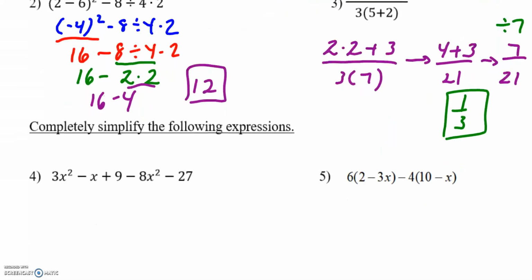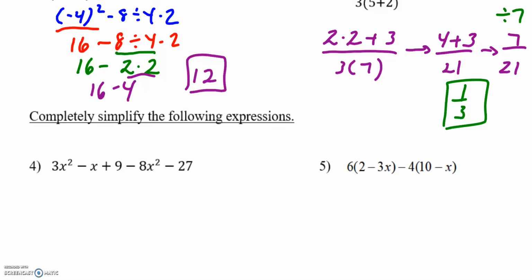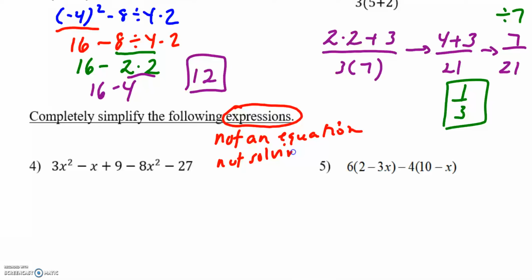Numbers 4 and 5 ask you to completely simplify the following expressions. Now notice it says expression, not equation. So I'm going to write a note. It's not an equation, so you're not solving for x. All we're doing is combining like terms and simplifying.